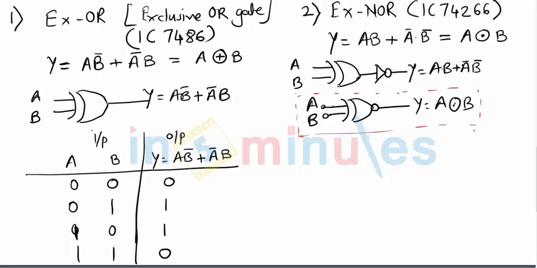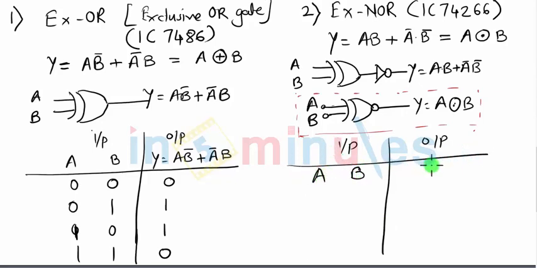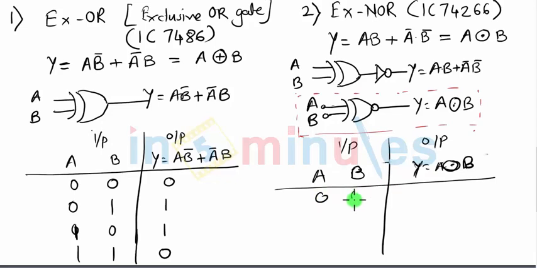We will see the truth table for XNOR IC. Input, output, same A, B, output Y = A XNOR with B. So combinations are 0 0, 0 1, 1 0, 1 1. The output will be exactly opposite to the XOR. Why? Because I already told you that XNOR is the negation of XOR.